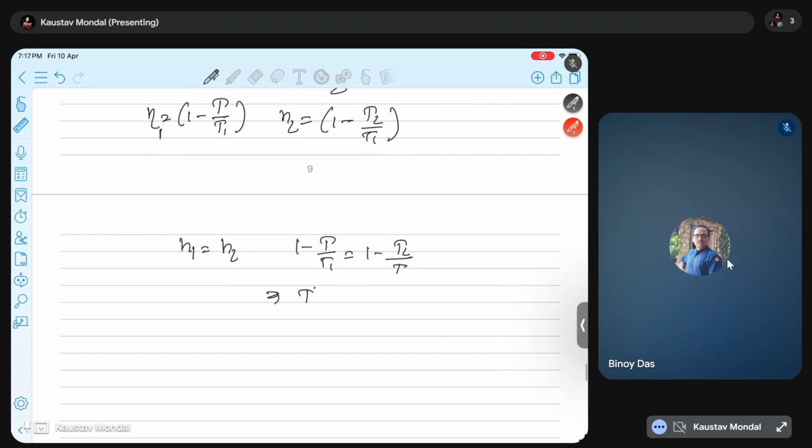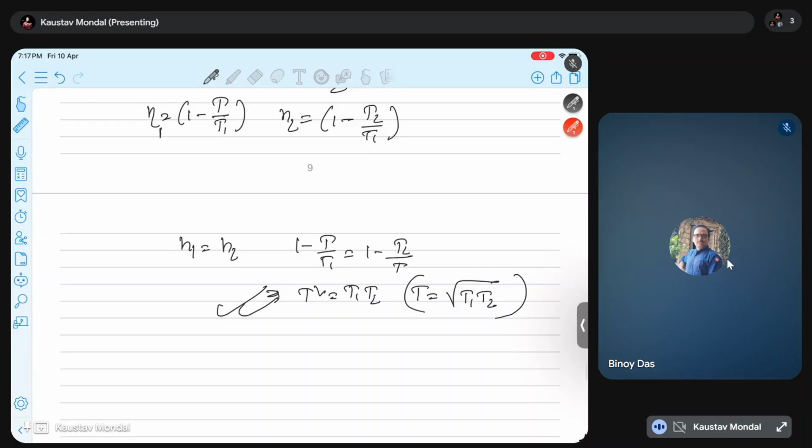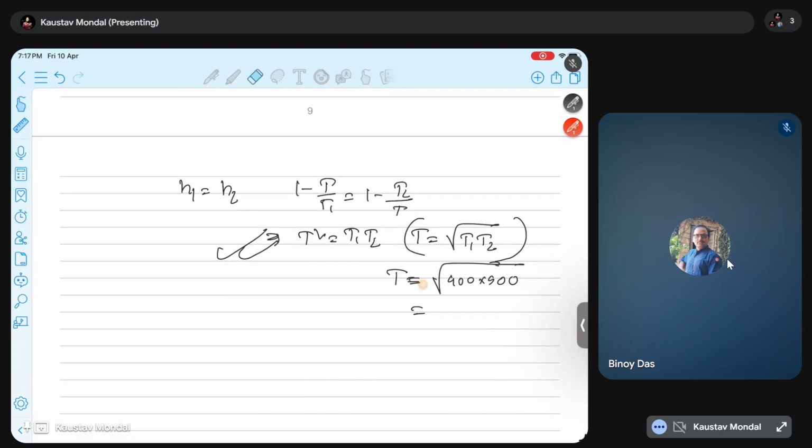So T square will become T1 times T2. T is basically the square root of T1 into T2. So for the second case, the temperature is the square root of T1 by T2. If you multiply 400 into 900, it gives you 4 into 9, 36, so it gives you 600 Kelvin.